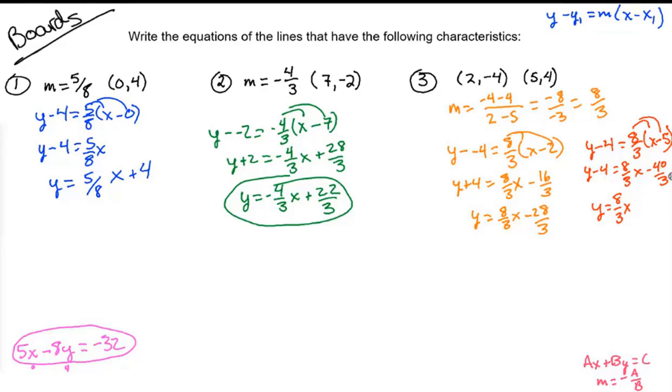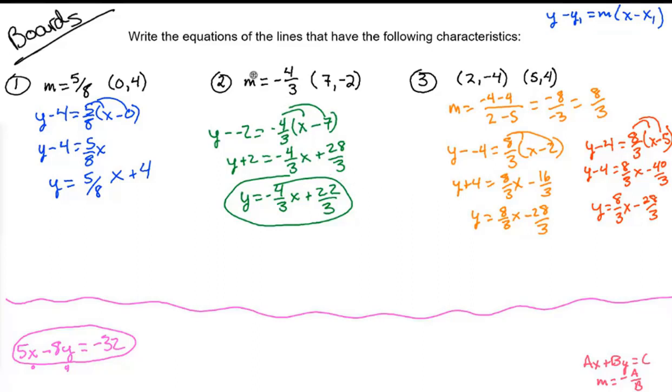Common denominator is 3, so that's plus 12 thirds. Negative 40 plus 12 thirds is negative 28 thirds. Wow, look at that. Isn't that amazing? And for those of you that like seeing above and beyond, we're going to do the standard form down here, and you're going to see a very similar thing happen.